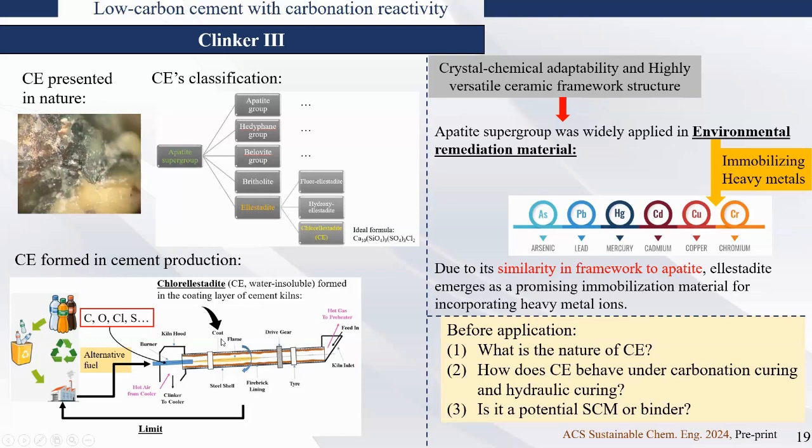In mainland China, this is the process called co-processing. Basically, they burn garbage in the cement kiln, which involves different foreign elements such as chlorine and sulfur. That is the basis for chlorellestadite. People discovered it on the inner surface of the kiln, but nobody has ever worked on it.